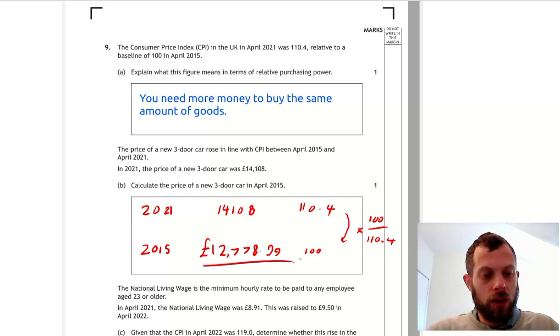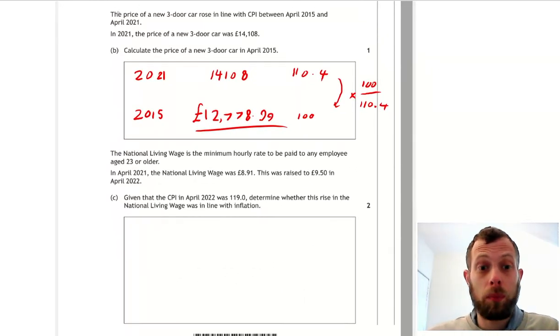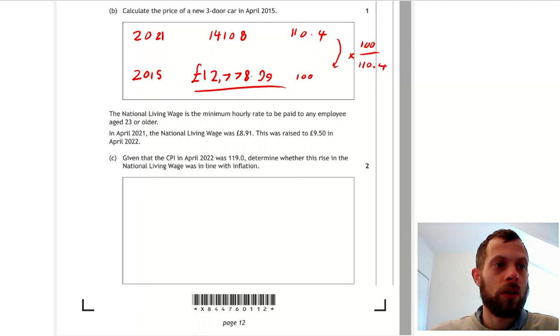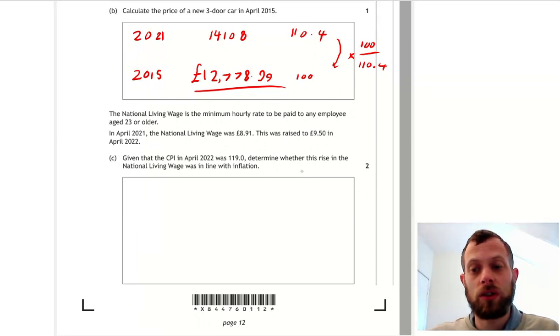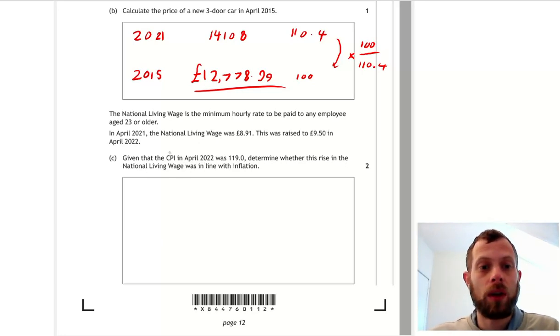So part C, determine if the increase is in line with inflation. There's multiple ways of doing this question. A simple way is to take the percentage increase in the inflation and the percentage increase in the national living wage and see if they're the same. So going from 2021 to 2022 is 119.0 over 110.4.